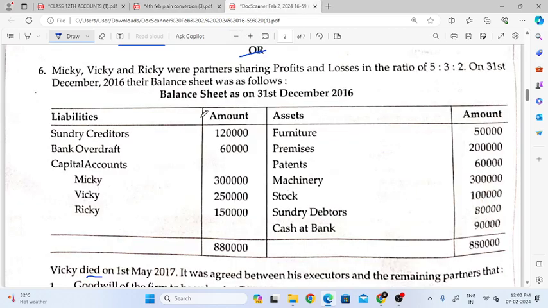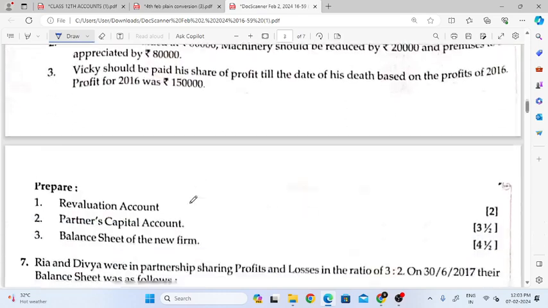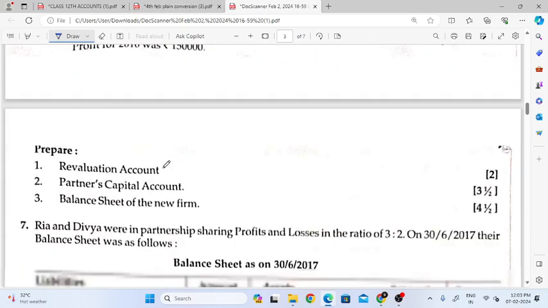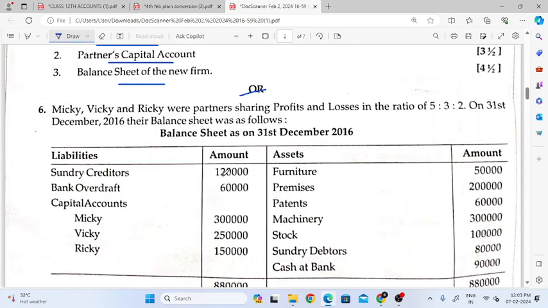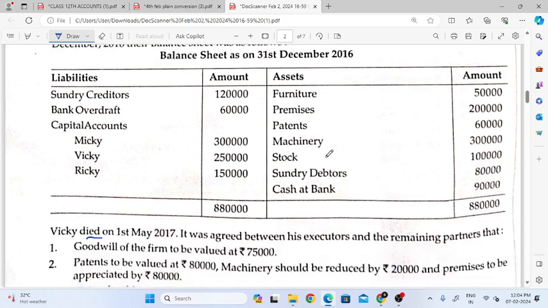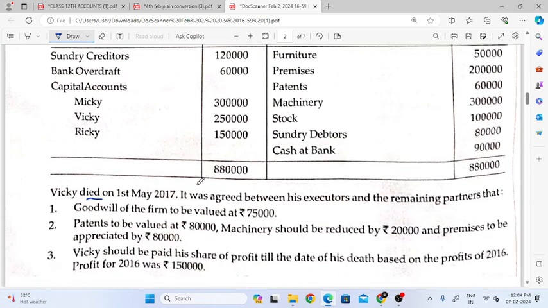So revaluation account, what they have told us to prepare, then partners capital and balance sheet of the new firm. Here, what they have given: there are three partners, Mickey, Vicky, Ricky, sharing profit and losses in the ratio of 5:3:2. On 31st December 2016, their balance sheet was as follows. So this is the old balance sheet what they have given.